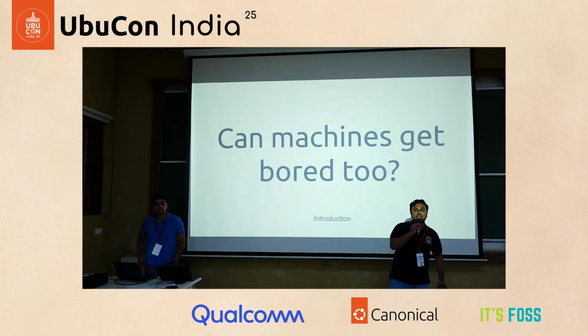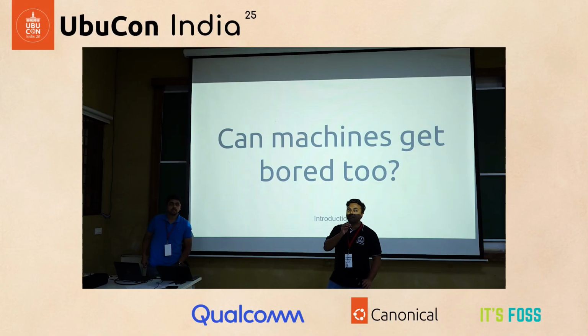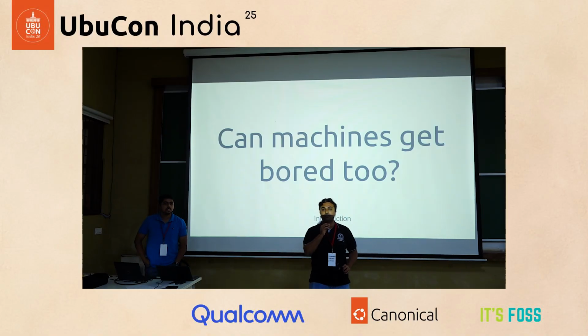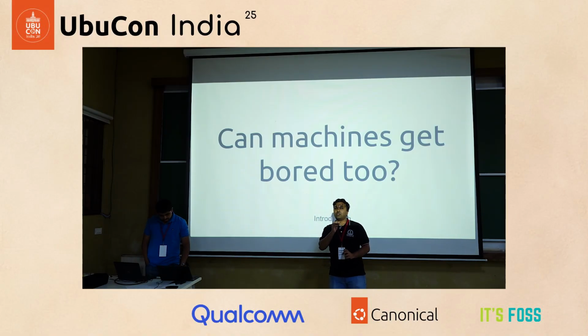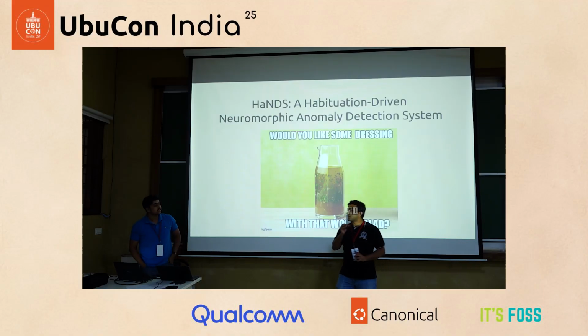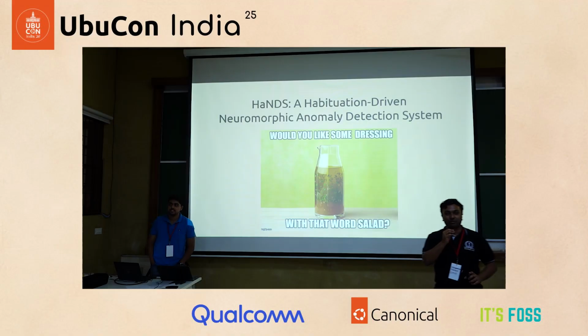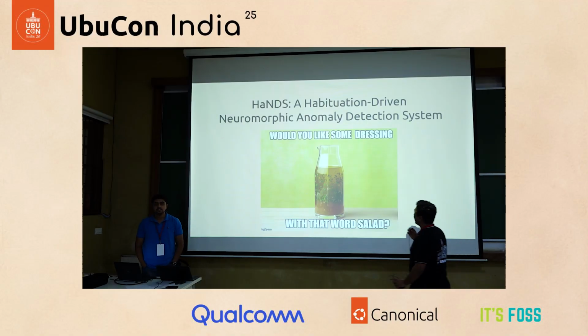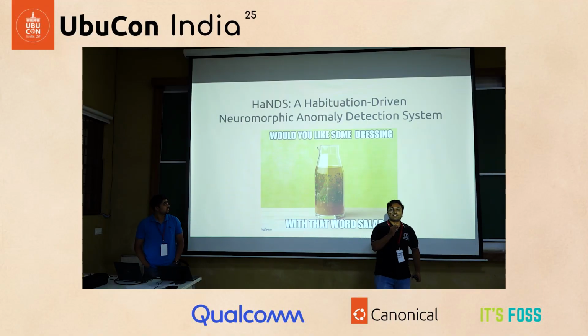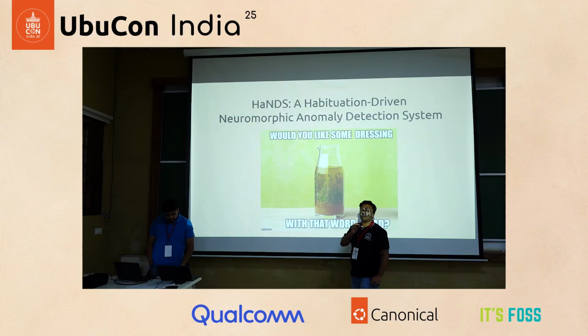We are from VTU and we would like to present our research on HANDS, which is an anomaly detection system which uses neuromorphic computing. So, yeah, that's a lot of words. I don't know how many of you could keep up. We also call that word salad, really. Let's unpack this one at a time.